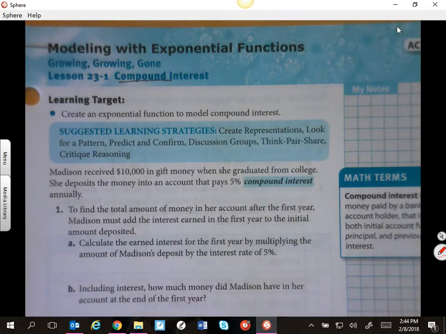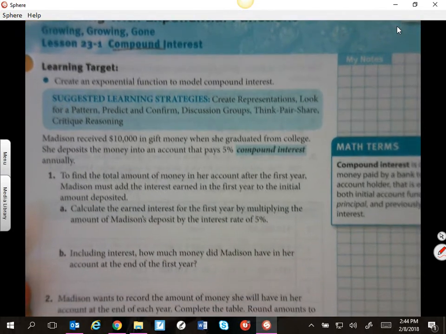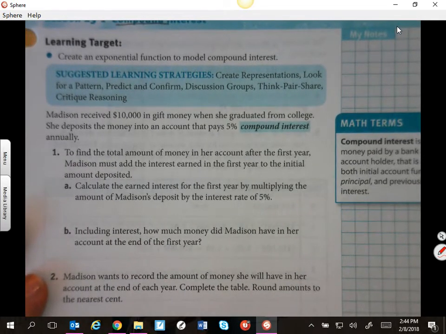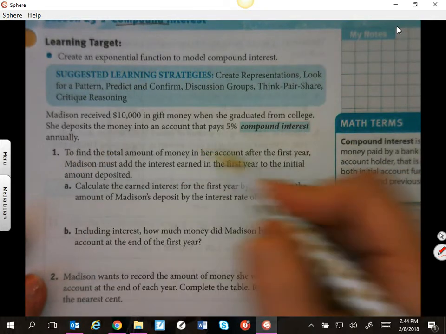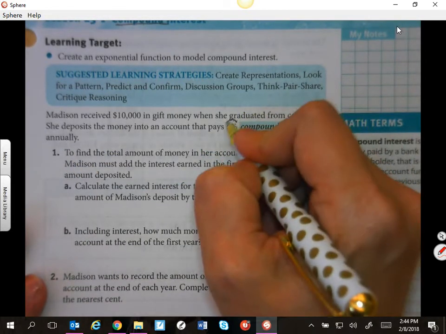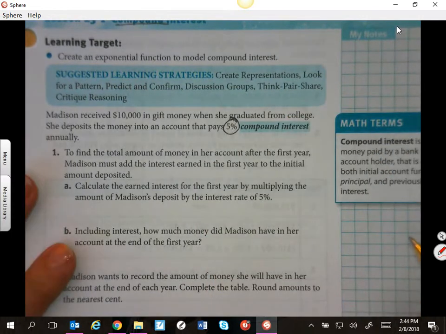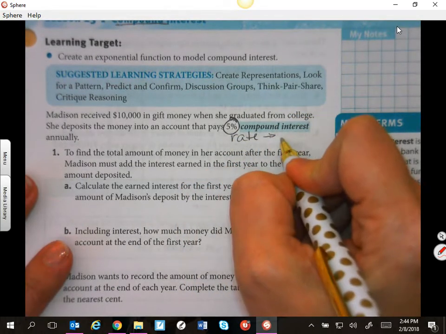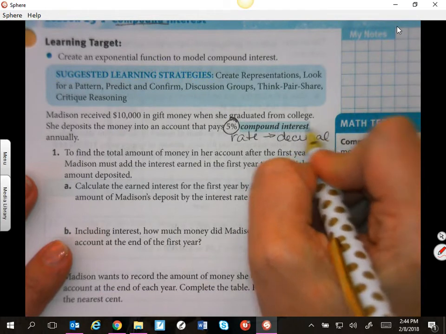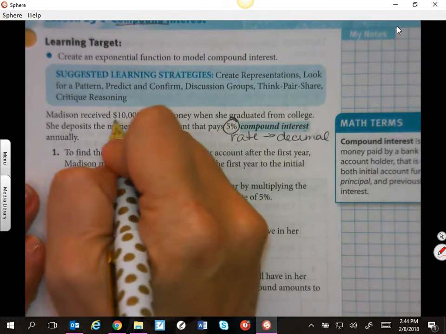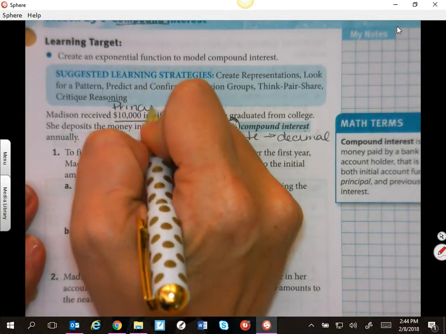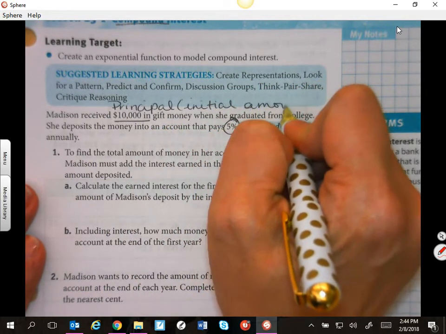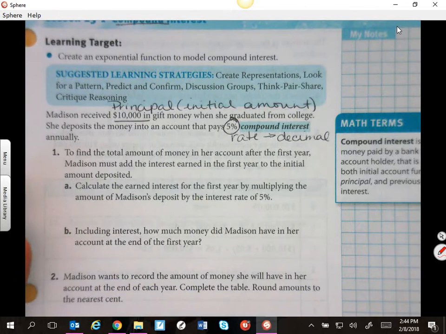So what we're going to look at today is how we can write an exponential function for compound interest. So Madison received $10,000 as a gift when she was graduating from college. She deposits the money into an account that pays 5% interest annually. Keep in mind that your rate, which is your percent, we're always going to change to a decimal when we're working. And this we call our principal. That is our initial amount. So we're going to see if we can discover what that equation is going to look like.